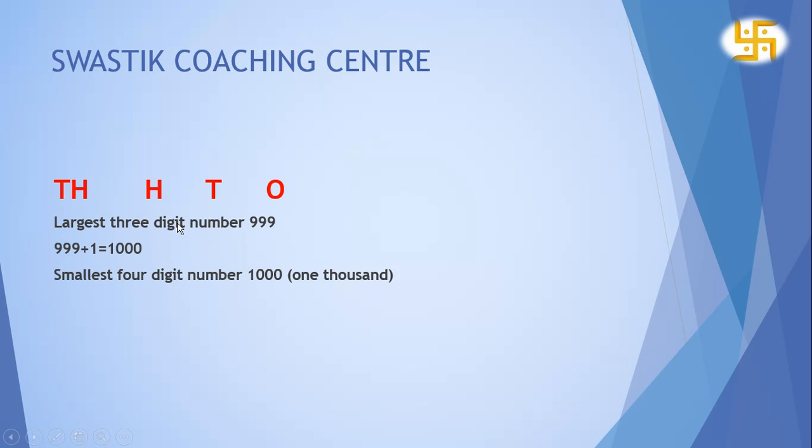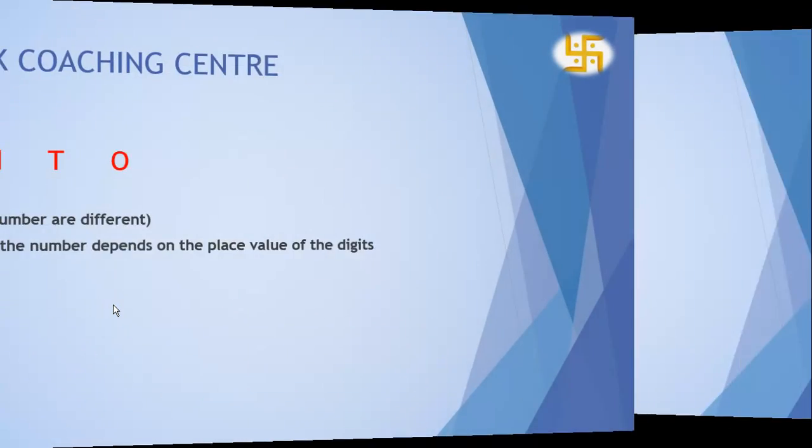What is the largest 3-digit number? It is 999. To find the successor of 999, we add 1 to 999 and we get 1000. Here 1 is at the 1000 place after ones, tens, hundreds. Because 1 is at the 1000 place, it becomes 1000 and it is the smallest 4-digit number.